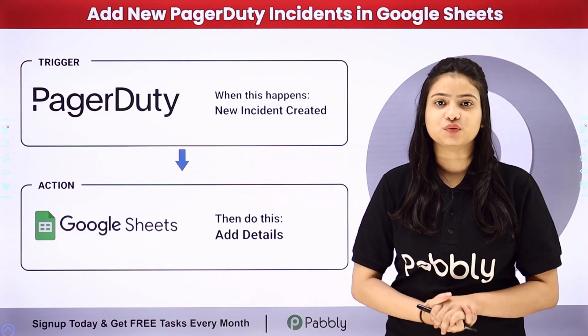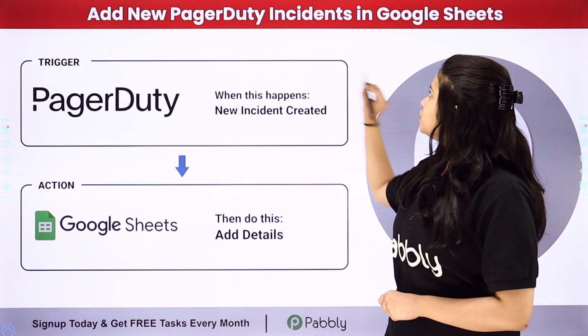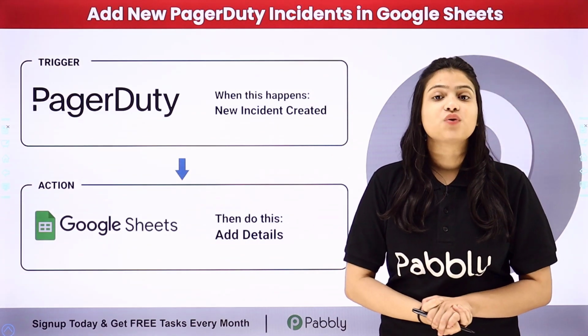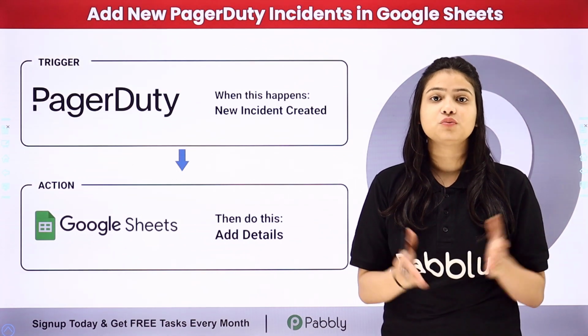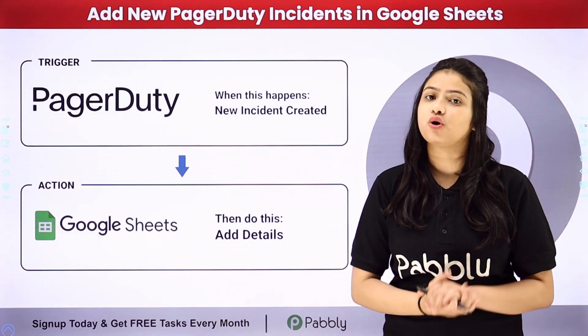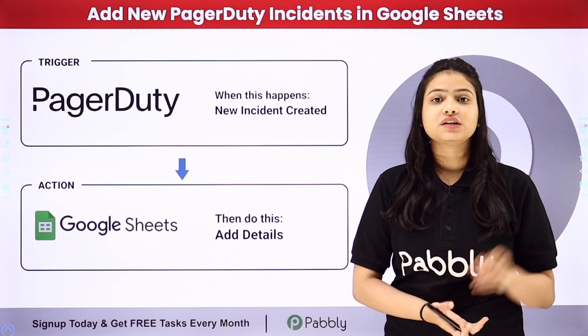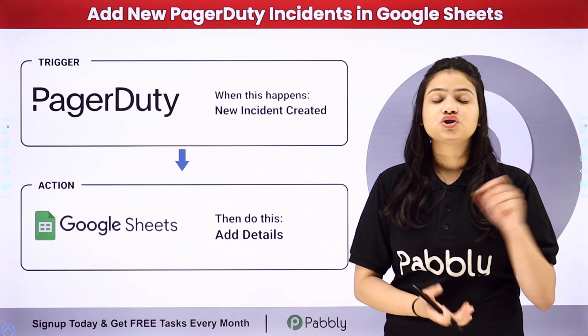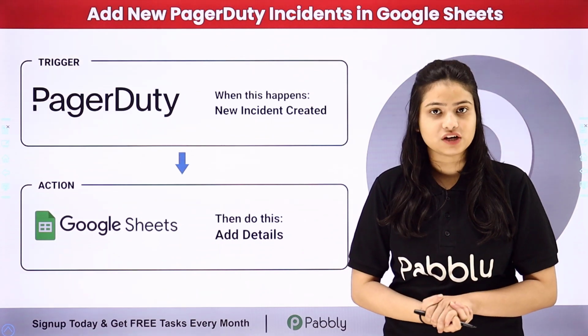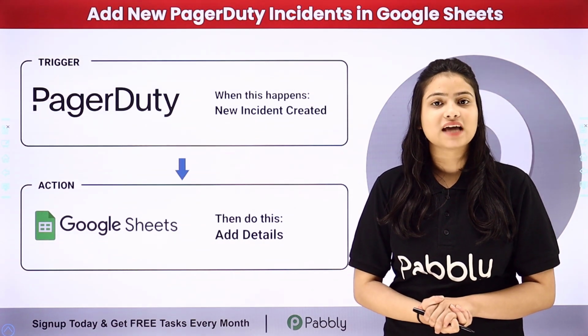In this video, we are going to learn how to add new PagerDuty incidents in Google Sheets. I am using PagerDuty, which is an amazing issue and incident management software to manage all the issues raised in my organization. My objective is that whenever a new incident is raised in PagerDuty, a record of that same incident should automatically be created in Google Sheets. So how are we going to automate this entire process?